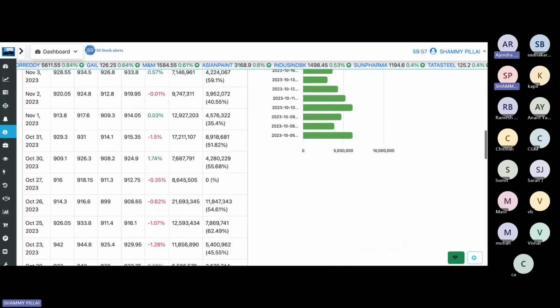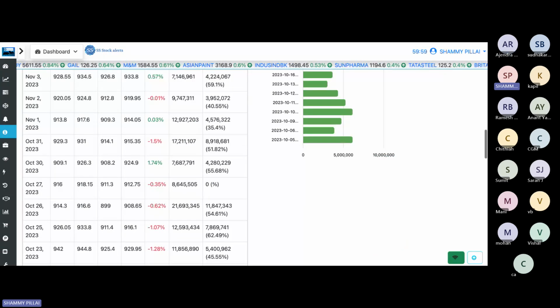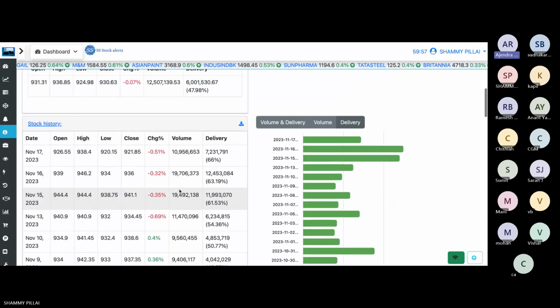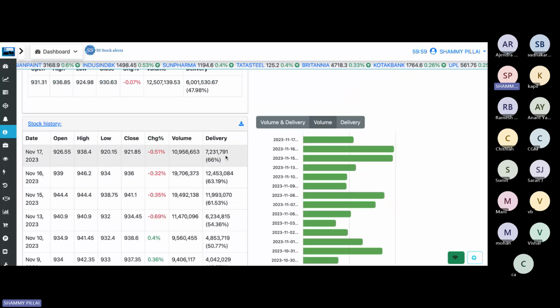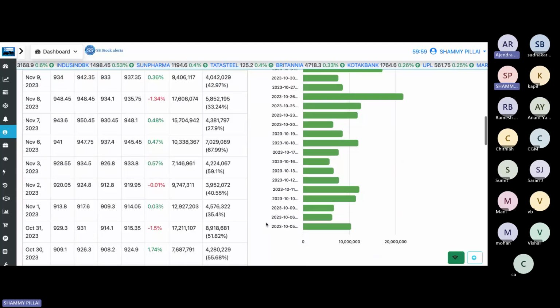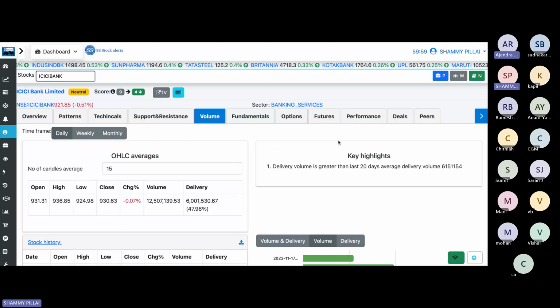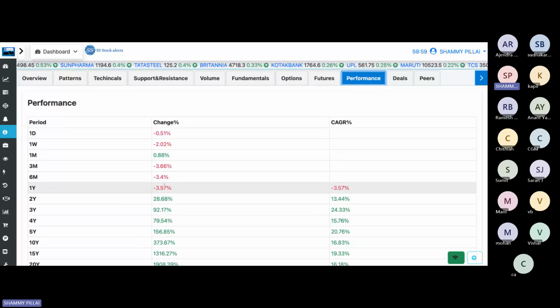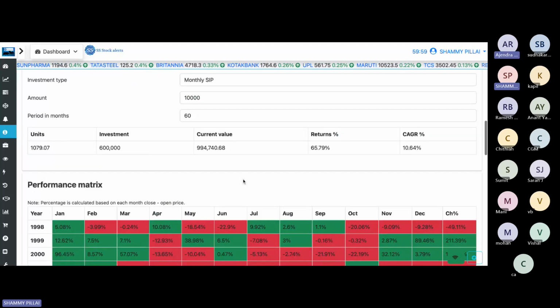Every day ICICI demands a volume above, say, 10 lakhs, 15 lakhs, 20 lakhs, 30 lakhs. This kind of volumes and delivery are not possible with the retailers. But who are they? Who are they, and why should we trade along with them? They are shorting the stock. If you look at the performance, they are shorting the stock. 1 year return is 3.5%.